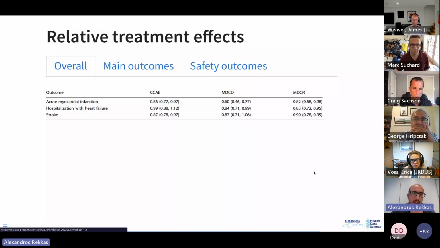So we first have a look at the relative treatment effects, namely the overall results, so on the entire data set and not risk stratified. We see that, as was the case in the LEGEND hypertension paper, thiazides or thiazide-like diuretics perform better compared to ACE inhibitors for these three outcomes across the board, except maybe in CCAE, in hospitalization with heart failure, where we see negligible differences, and in MDCD for stroke.